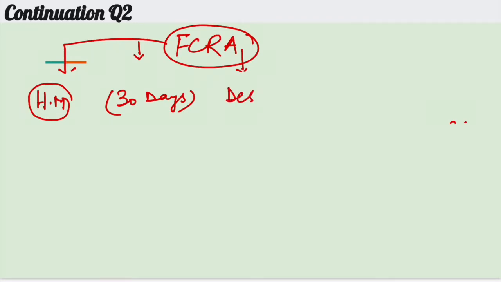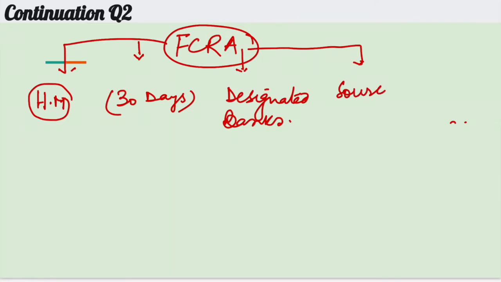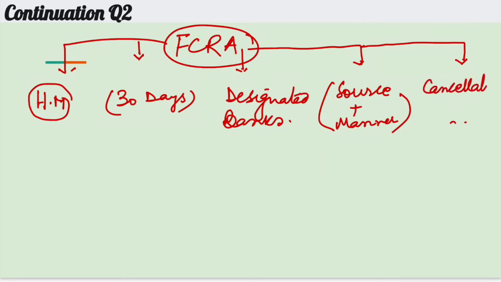They can take the money from the foreign source only through designated banks, that is SBI and some other banks also, but that will be designated by the Home Ministry. They also have to reveal what the source of that fund is and what the manner of use of those funds is. Any non-compliance with the guidelines will invite cancellation of registration.